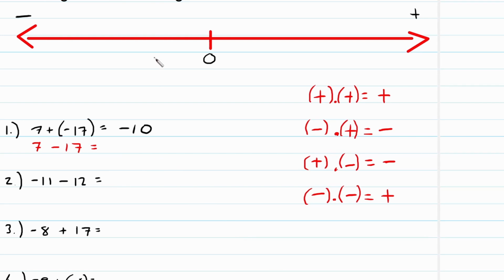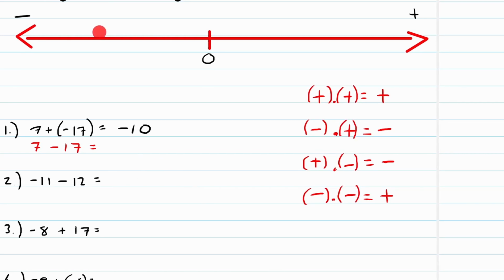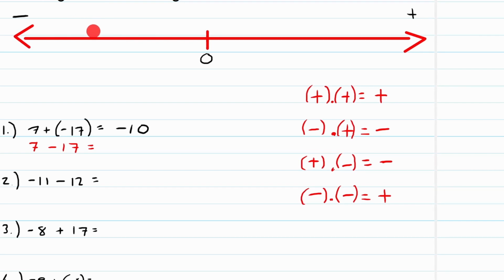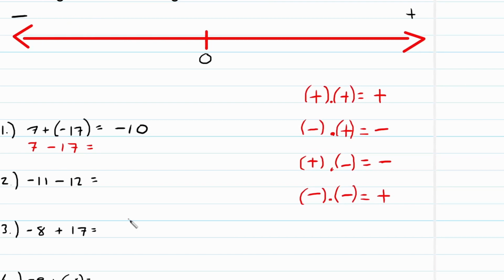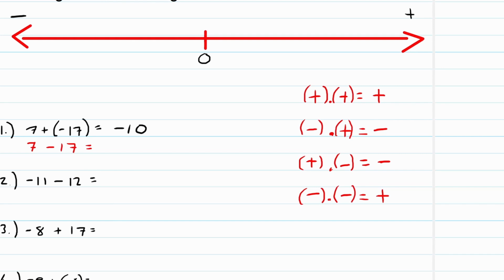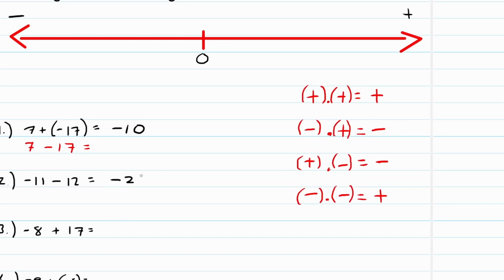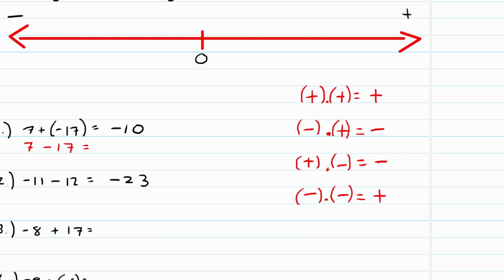Now let's look at number 2. You start with negative 11 minus 12. In other words, we start at negative 11, but we go to the left because we're subtracting 12. This means it will become minus 23.